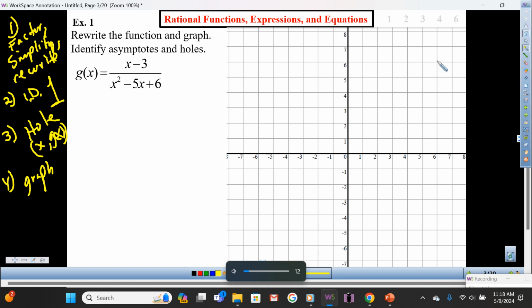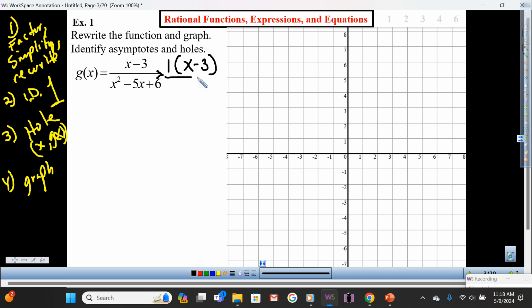So let's get started. It says, rewrite the function and graph, identify the asymptotes and holes. Okay, so step 1, it says factor, simplify, and rewrite. So let's do that. I'm going to focus just on the fraction. Can I factor x minus 3 any more? No? Anthony, what do you think? No? So therefore, the only factor that we can factor out of this would be what? A 1, so write it as 1 times x minus 3. So now we have two factors, the 1 and x minus 3.